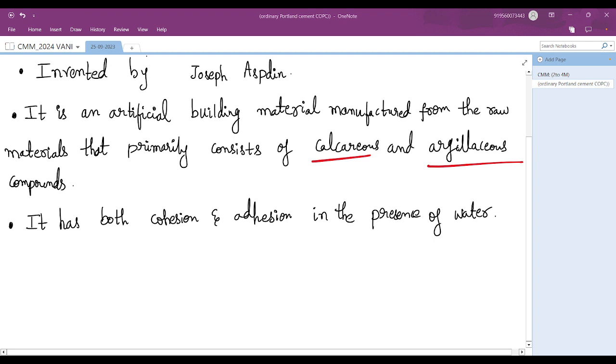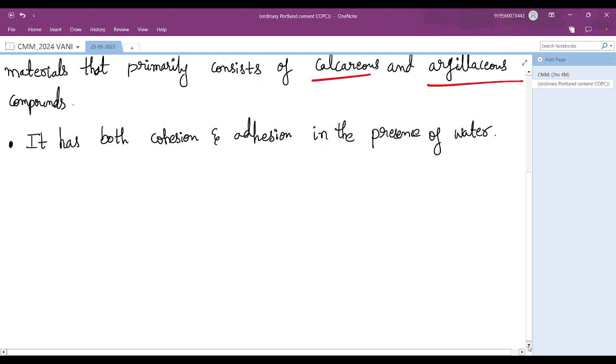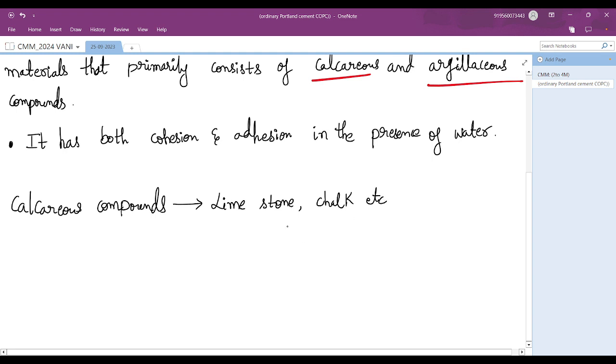So coming to calcareous, examples of calcareous compounds are limestone, chalk, etc. These are the major compounds in the category of calcareous that we use for the manufacturing of cement.